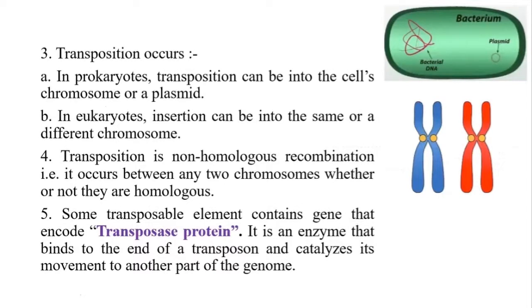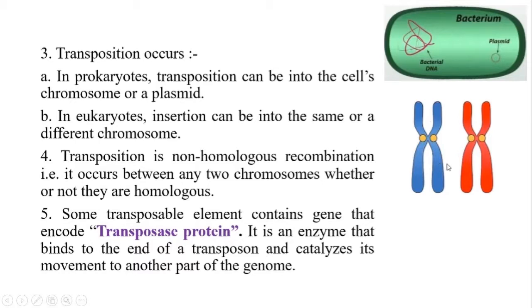Now, in prokaryotes such as bacteria, the transposition can occur within a chromosomal DNA or from a chromosomal DNA to a plasmid DNA. Whereas in eukaryotes, the insertion can be within the same chromosome or between different chromosomes. I repeat, in eukaryotes, the transposition can be within the same chromosome or between different chromosomes.